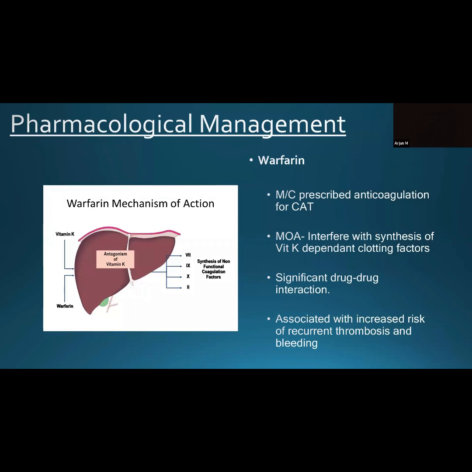So I'll start with warfarin. Warfarin is the most commonly prescribed anticoagulation agent for cancer-associated thrombosis worldwide. Its mechanism of action is that it interferes with the synthesis of vitamin K dependent clotting factors like clotting factors 2, 10, 9, and 7. However, warfarin itself has significant drug-to-drug interactions, and it is associated with an increased risk of recurrent thrombosis and bleeding.